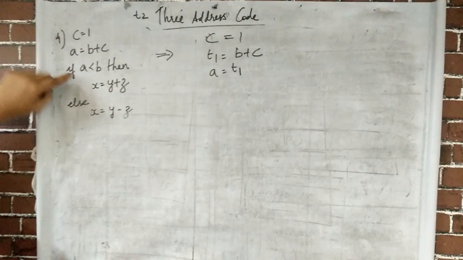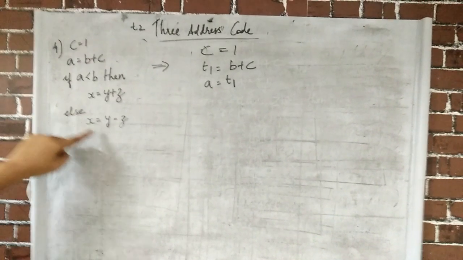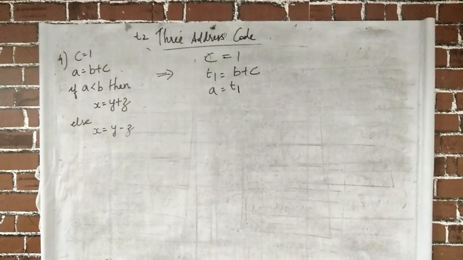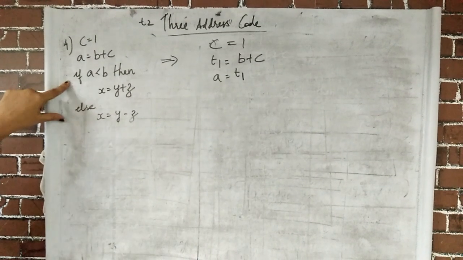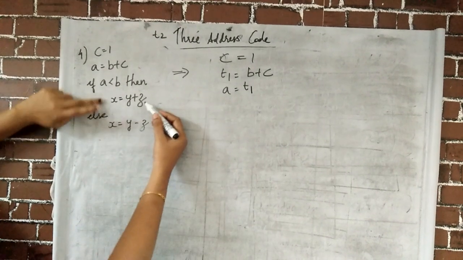Now here if A less than B, then we have to execute this statement, else we have to execute this statement. Okay, so first let us understand the meaning of this. If this condition is true, then you have to execute this.